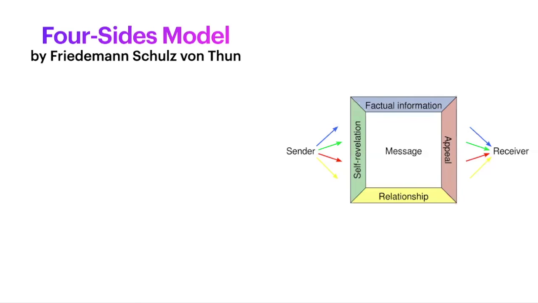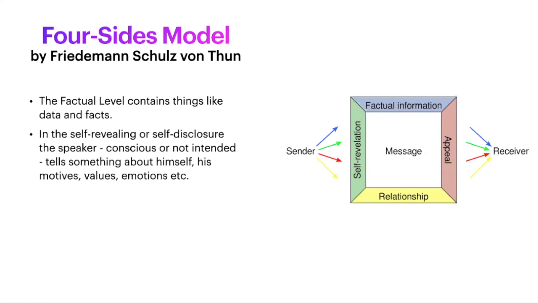The last thing I wanted to touch on is something that has to do with this non-hierarchical way of communicating, and that's the 4 sides model, which basically says all messages have these 4 sides to them. There's the factual level, which contains things like data and facts. There's the self-revealing level, where the speaker tells us something about themselves and their motives and values and emotions. This can be conscious, like turn yourself into a person, but it can also be subconscious, or just involuntarily revealing things by, for example, your body language or the way how you say things.